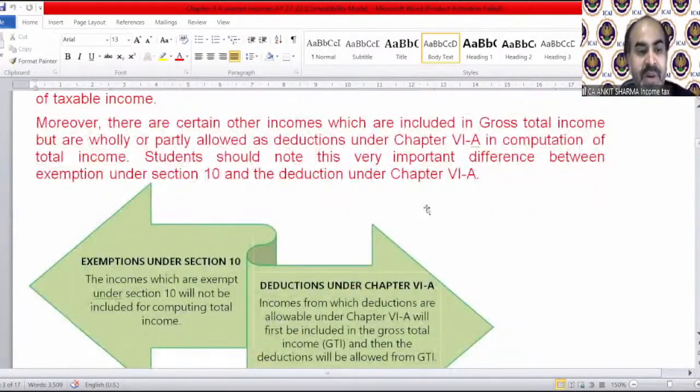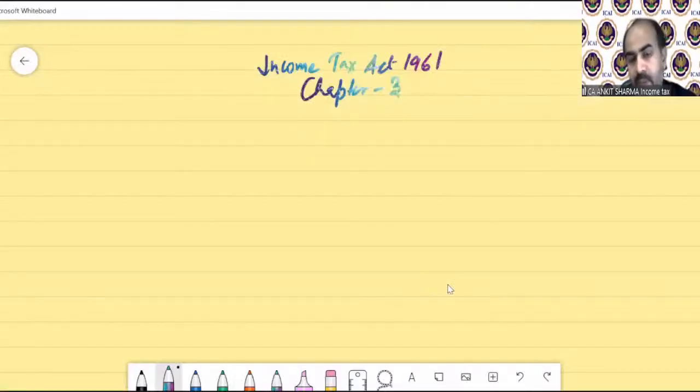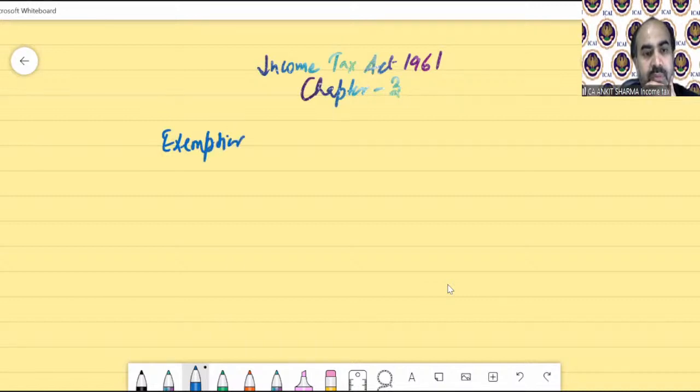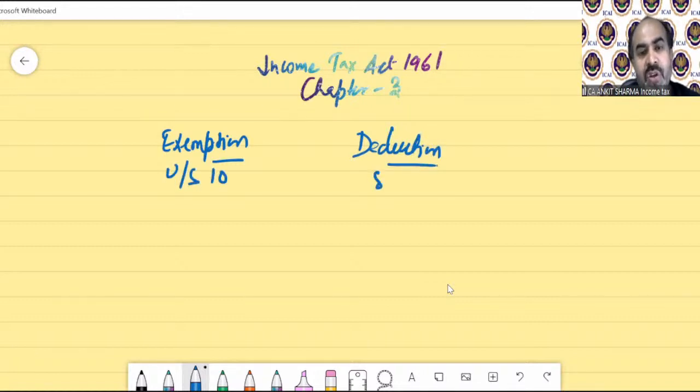If there is some exempted income, that is not going to be part of your total income. And if there is some deduction, then first that is going to be included in your income, then you will take the deduction like this. If we say deduction versus exemption, the details of deduction you will understand when the chapter on deduction is taken in your class, of course. Exemption is section 10, deduction is section 80C-80U.